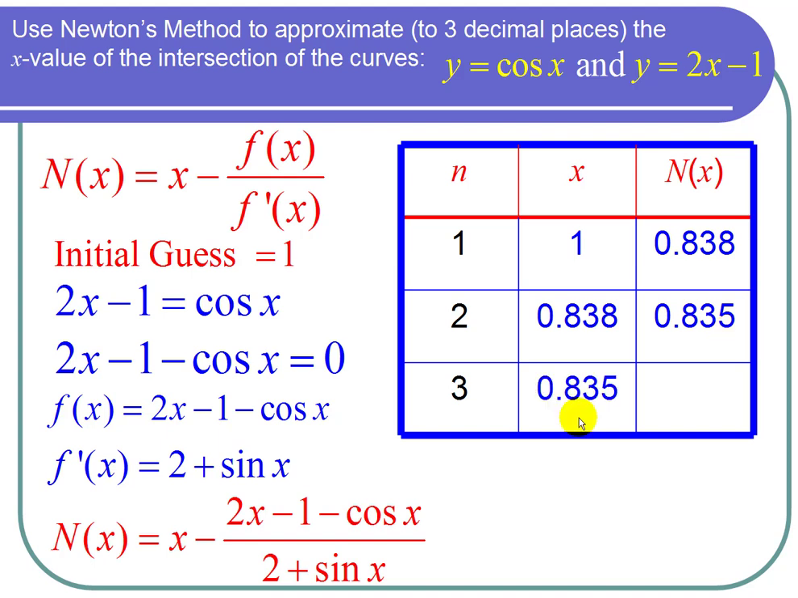And that's wonderful, because when we repeat, plugging in 0.835 is going to get 0.835 forever. So that means that up to 3 decimal places, we've converged. And our conclusion is that the point of intersection occurs up to 3 decimal places at x equals 0.835. And I'm done with the problem.